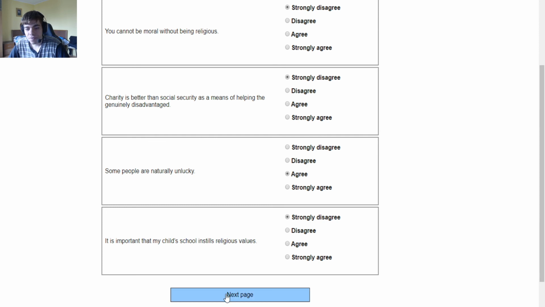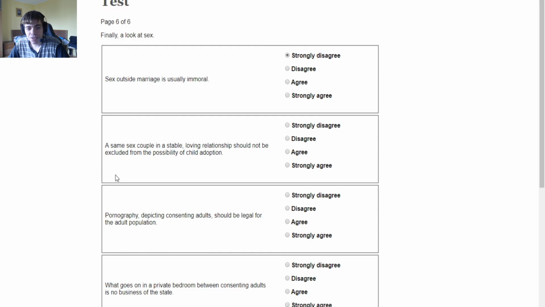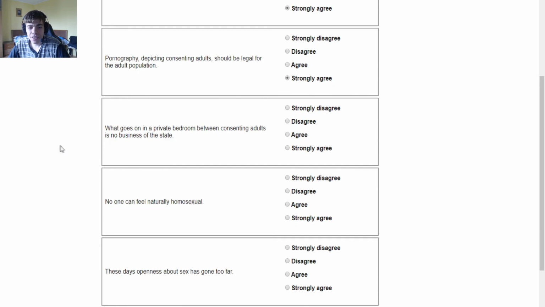Sex outside marriage is usually immoral. Nope. Same-sex couples should not be excluded from the possibility of child adoption. Yes. And there have actually been studies to show at this point that children from same-sex couples come out just as well as children from straight couples. Pornography depicting consenting adults should be legal for the adult population. Yes. What goes on in a private bedroom is no business of the state.